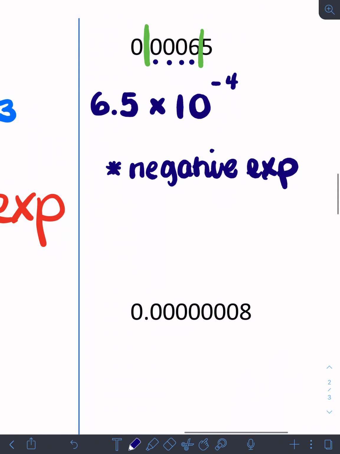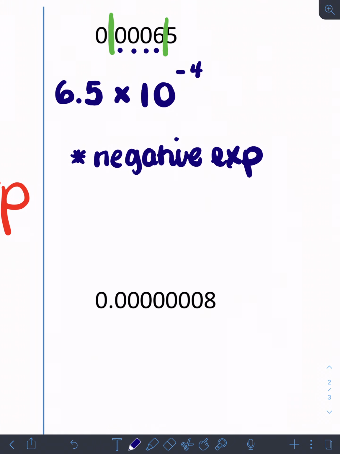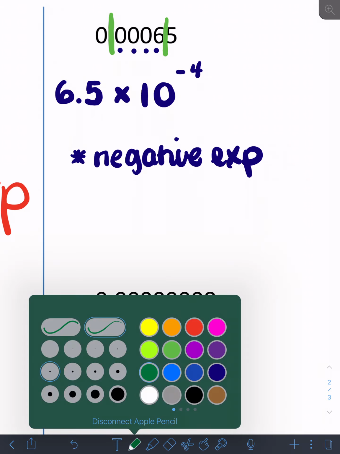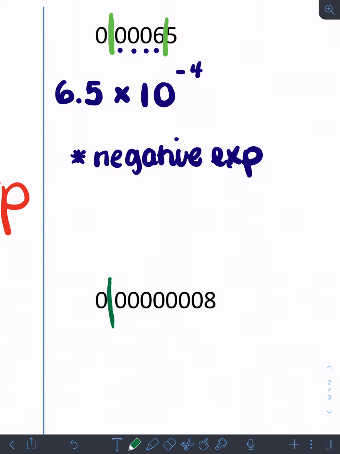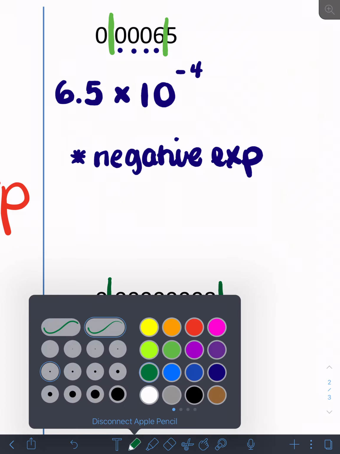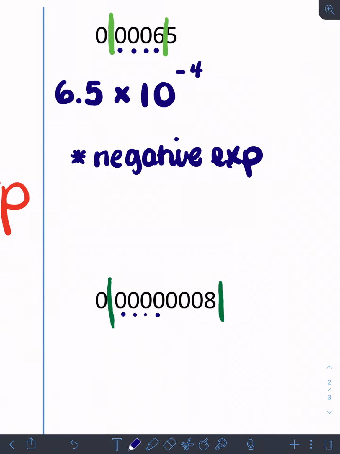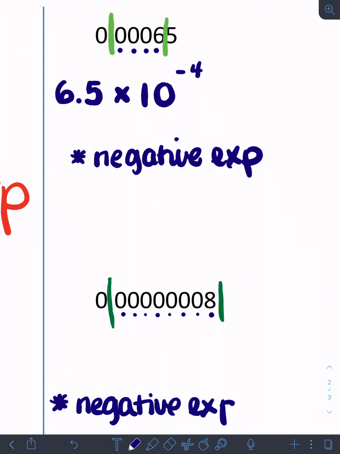Okay, let's take a look at the one right below that. Step 1, we are going to put a line at the decimal point, and then we put a line after the first non-zero digit. And we're going to count how many spaces in between. So 1, 2, 3, 4, 5, 6, 7, 8. Since this was a small number, it's going to be a negative exponent. And the way that we're going to write it is 8, and we put the decimal point after the 8, times 10 to the negative 8th power.